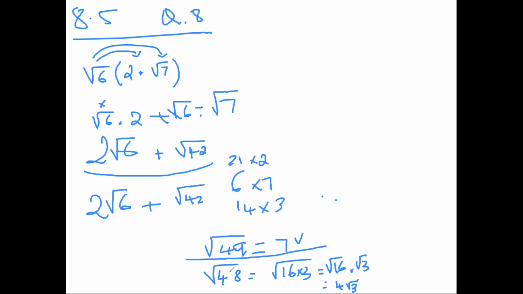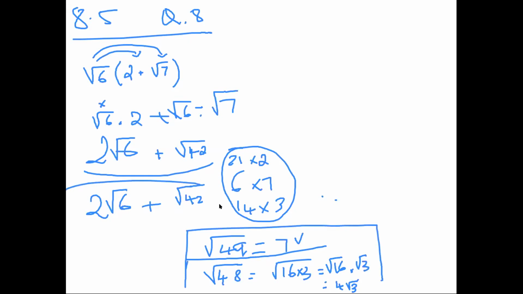But if it's not perfect, you gotta play around with it and see if you can get a radical out of it. We couldn't get a radical out of 42. None of the numbers have a perfect radical. But with 48, we could say 16 and 3. We know the radical of 16 is 4. So this you wanna try to simplify if possible.